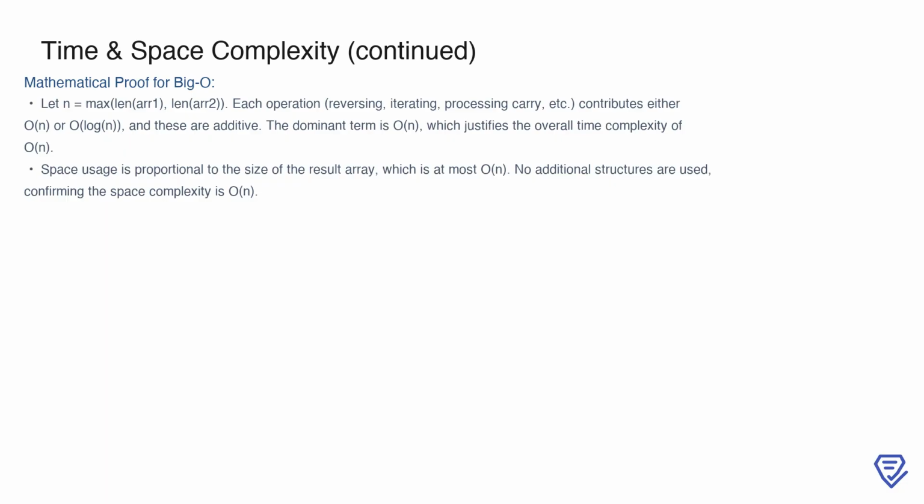Similarly, the space complexity is dominated by the result array, which grows linearly with the input size. No additional data structures are used, so the space complexity is also O(n). Together, this analysis solidifies the efficiency of the add-Negabinary function.